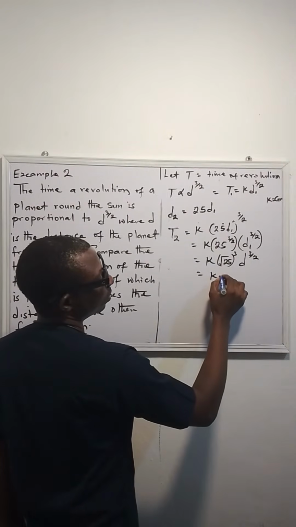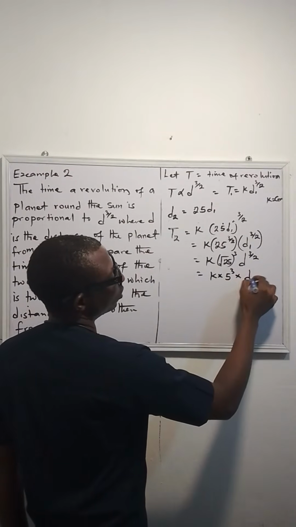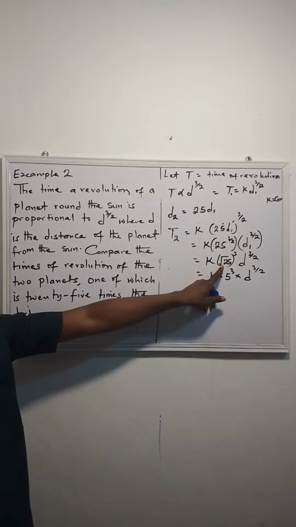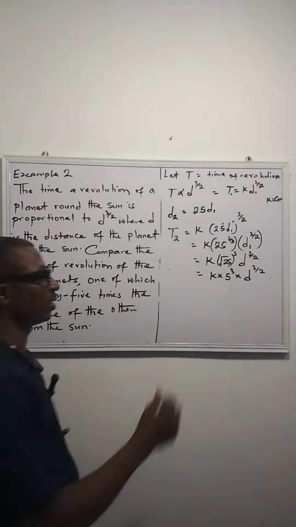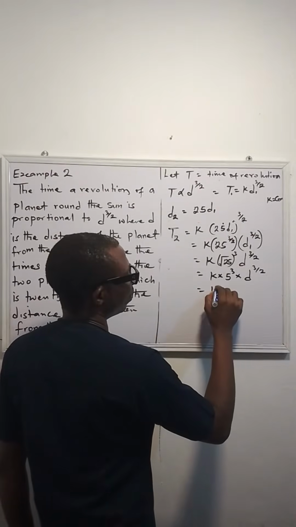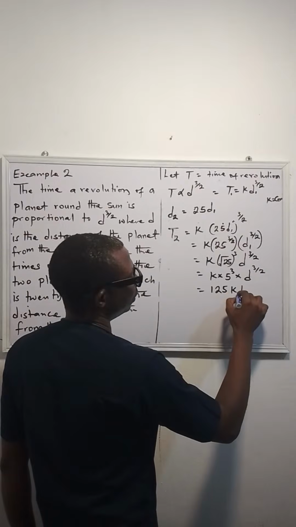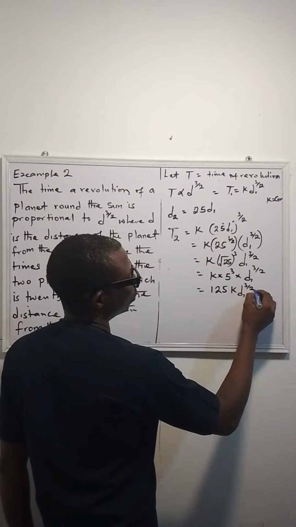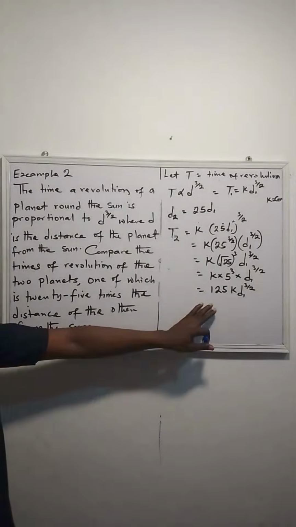So that is going to give you k times 5 raised to the power of 3 times d1 raised to the power of 3 over 2. Do you get that? Because the square root of 25 is 5. So we have 5 times 5 times 5. That gives you 125 k d1. Don't forget this one is d1 to the power of 3 over 2. I want to believe you get this one.